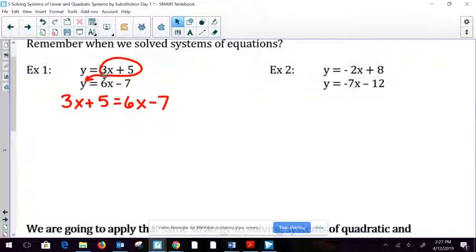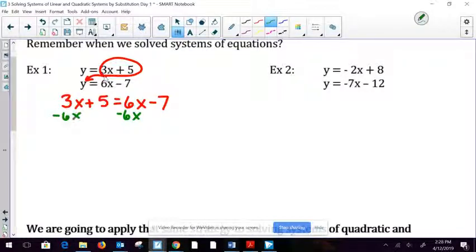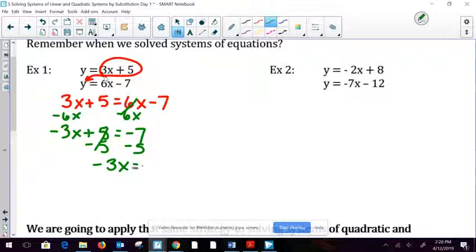The first step would be to get all of your x's on one side. So I'm going to do that by minusing 6x to both sides. I end up with a negative 3x plus 5 is equal to a negative 7. Now I need to minus 5 to both sides. I end up with a negative 3x is equal to a negative 12. Divide both sides by negative 3, and I learned that x is equal to a positive 4.